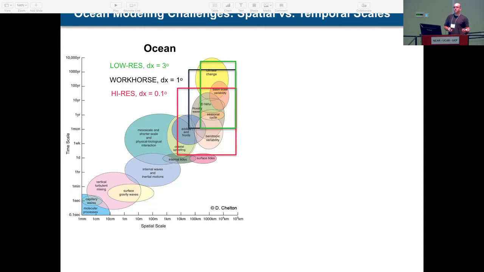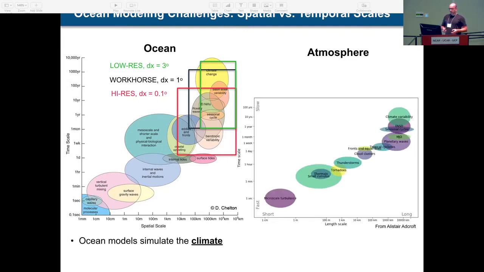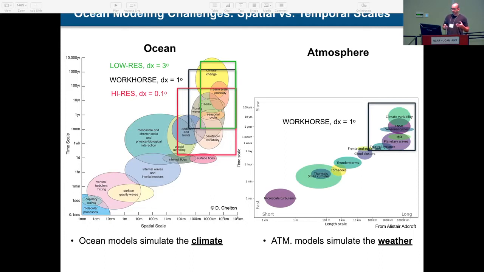Now the high resolution grid that we have, which is 1/10 of a degree, in red, we're starting to capture most of the eddies, a little bit of coastal upwelling, and just touching on mesoscale and shorter scales and physical-biological interaction. So the bottom line is with ocean models, we can simulate the climate. If we do the same exercise with the atmosphere, again with the typical workhorse configuration, 1 degree in the atmosphere, we are capturing most of the mesoscale, including tropical cyclones. So with a 1 degree atmosphere, we can simulate the weather.